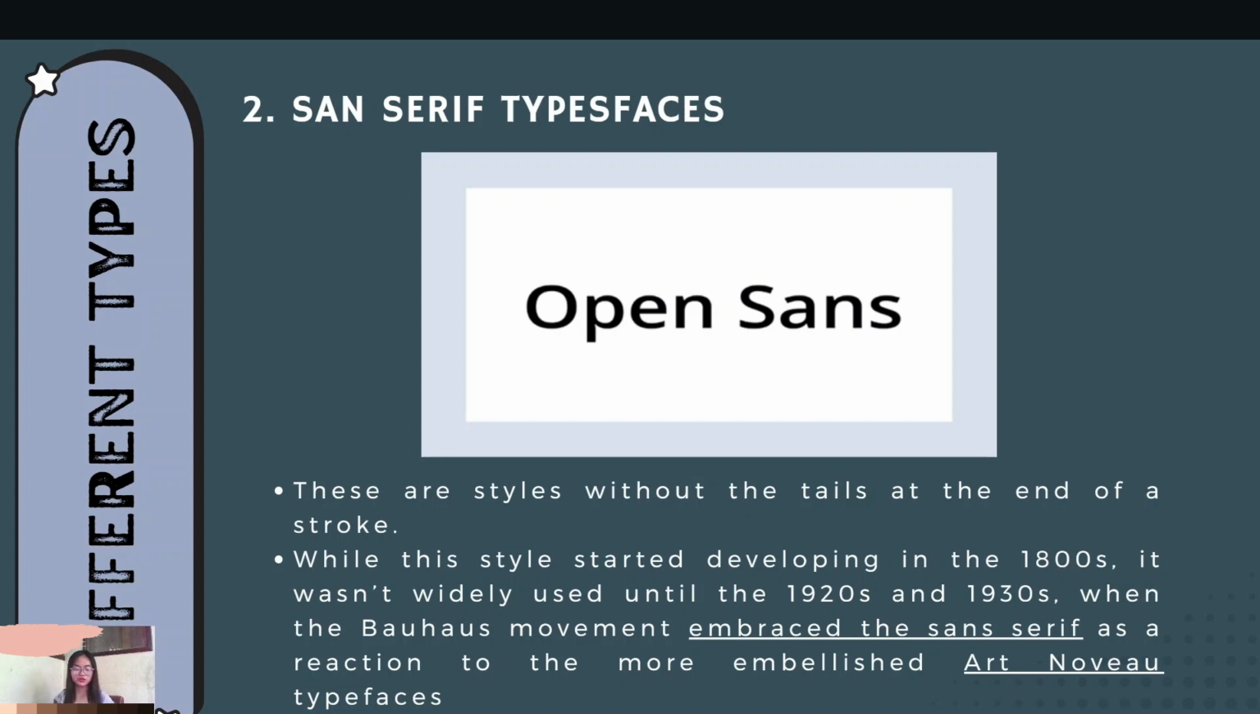This clean and modern design makes sans serif typefaces popular for digital content and signage, as they are often easier to read on screens. Common examples of sans serif typefaces include Arial, Helvetica, and of course, one of the most typefaces that we usually use, Calibri, which are widely used for websites, presentations, and other contemporary designs.